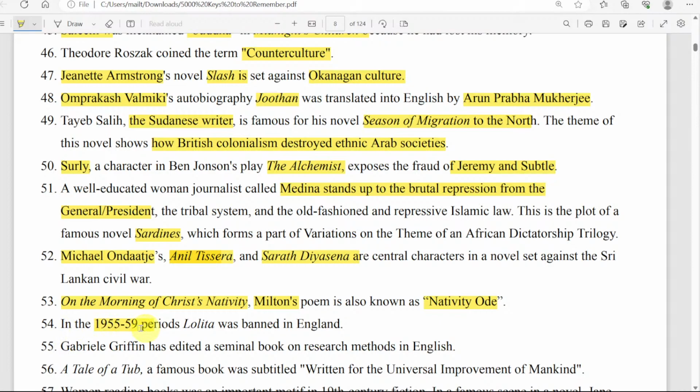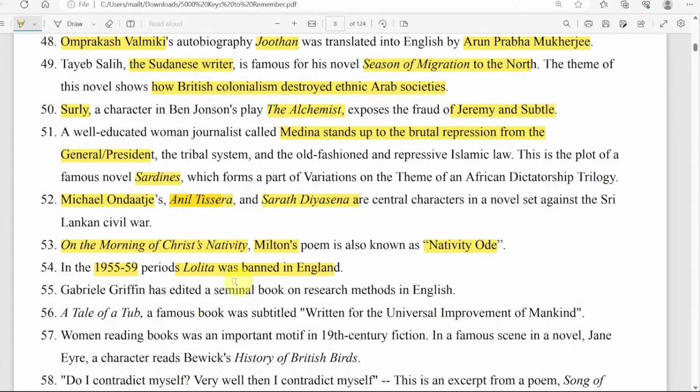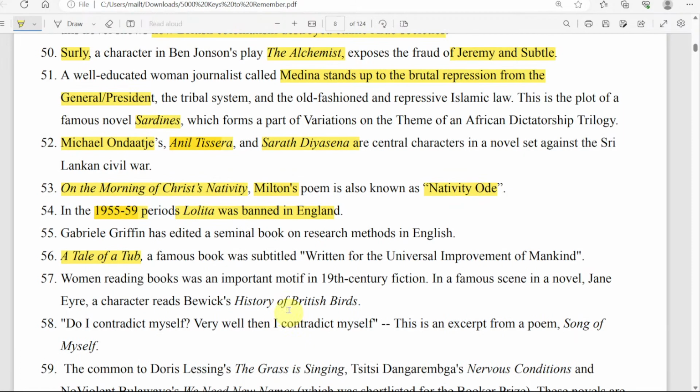And in 1955 to 59, Lolita was banned in England. Remember that date, that Lolita was banned in England, 1955 to 59. And Gabriel Griffin has edited a seminal book on research methods in English. This is from Unit 10. A Tale of a Tub. Remember, this book is by Swift, right? And it is written for the universal improvement of mankind. So this is the subtitle of A Tale of a Tub.